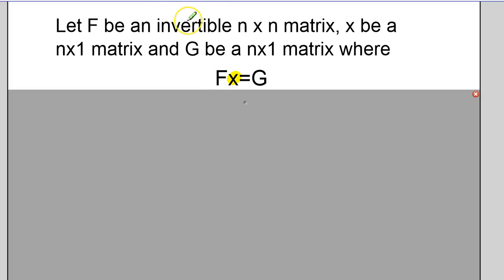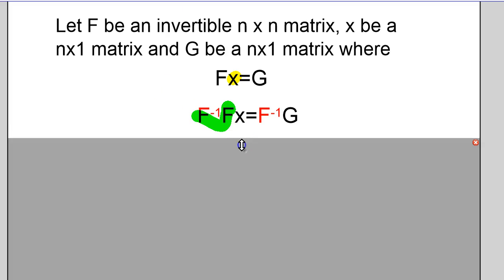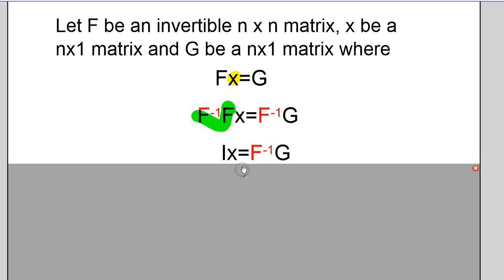So since F is invertible, then that means that there is another n by n matrix called F inverse, such that when I multiply F inverse by F, I'm going to get the identity matrix. Well, if I multiply F inverse by the left-hand side of the equation and the right-hand side of the equation, then F inverse times F will give me the identity matrix, and the identity matrix times X will just give me X. And that way I have a way to determine the values of the X matrix by basically multiplying F inverse by G.